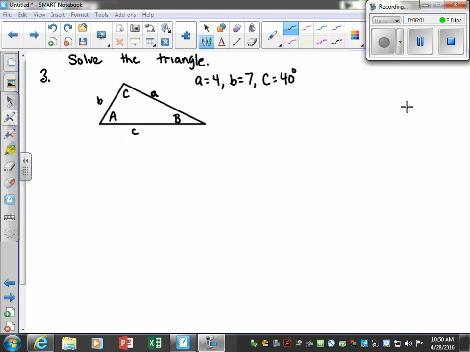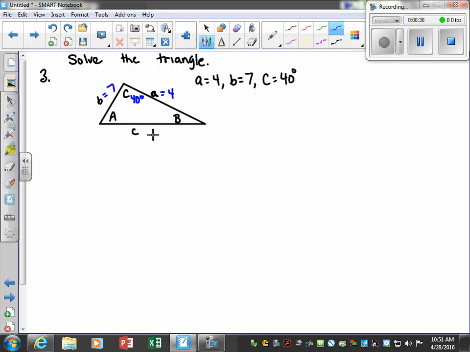Okay, next example, solve the triangle. This time they just labeled the triangle in respect to sides and angles, but they gave us this information. So I'm going to go ahead and plug in what they gave me. So A is 4, B is 7, and capital C is 40 degrees. Recalling what we know, we're going to be using law of cosines here. So let's work with the side first. So I have this side that was given to me and this side that was given to me.